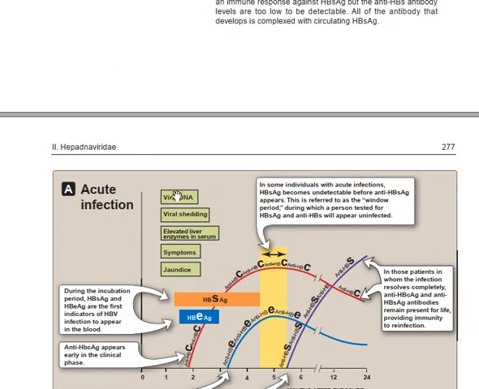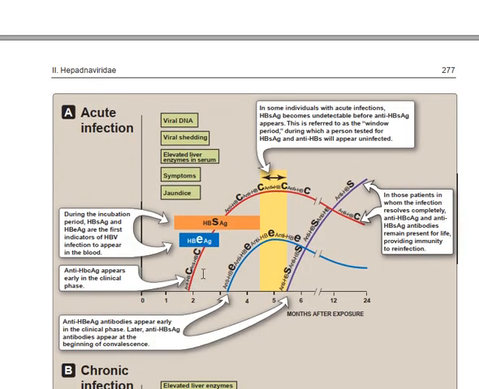Now, these are the different immunoglobulins. As I was telling you, based on acute hepatitis or chronic hepatitis, you need to know the three main antigens in hepatitis. You have hepatitis B surface antigen, you have the envelope antigen, and you have also the core antigen. Those are the three main ones that you have to know.